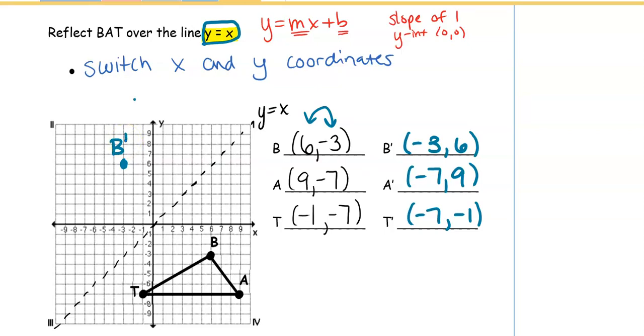Then we have -7, 9, so we go left 7, up 9, and that gives us the image of A. And then we have T at -7, -1. That is the image of T, so T prime. And we can see that we have reflected our triangle BAT over that diagonal line y equals x. Right? And then that is it for reflections.